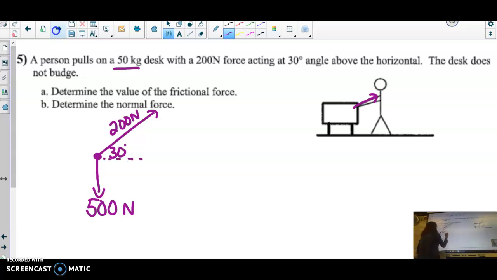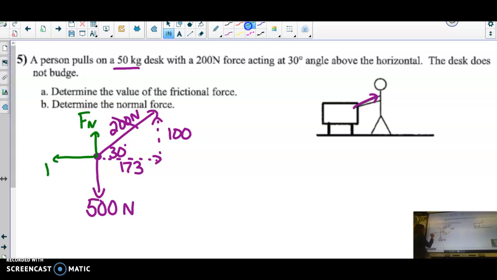So immediately I need to find those components. So I'm going to do 200 cosine 30, and this will be 173. 200 sine 30, and this will be 100. So those are the numbers that I'm actually going to be using. Those are my x and y components that I'll need to look at. I also know that there is a normal force, so there must be a normal force of the table or the ground pushing up here. I've got to figure out what that is.